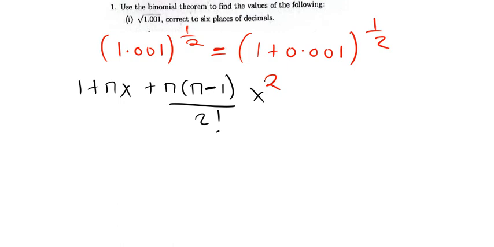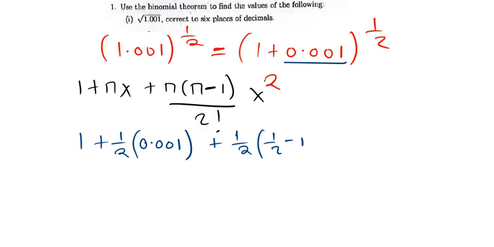Let's try to substitute. So our value of n is half in this case. So we have 1 plus half, and then our value of x is 0.001. If you want, you can take that into a fraction, but I'll take it as it is. Plus our n is half, again half minus 1, I'm just substituting there, divided by 2 factorial, and then we've got x squared, which is of course 0.001 squared.